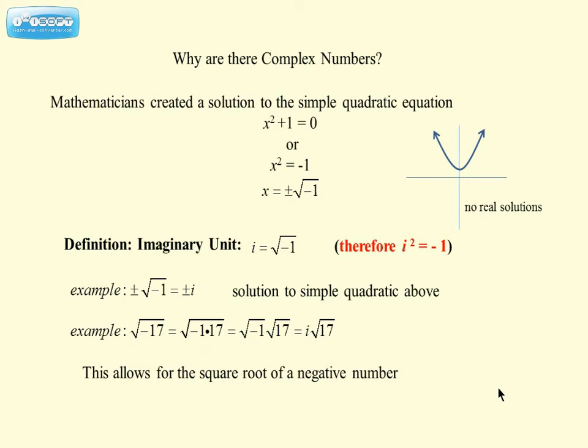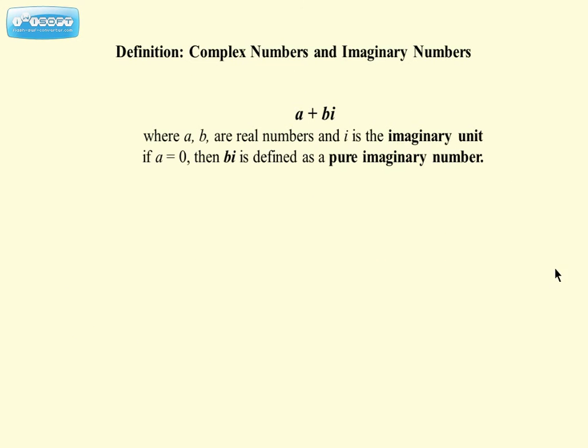This allows for taking the square root of a negative number. As a shortcut, if you see a negative sign underneath the radical, rewrite it as i on the outside of the radical, leaving the real numbers underneath the radical. Simplify where appropriate.